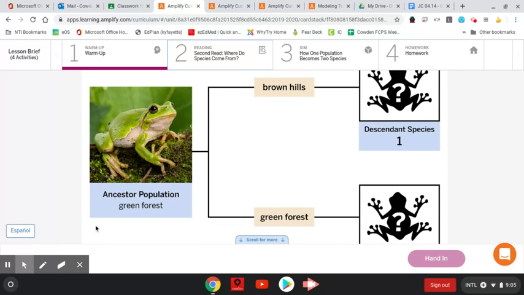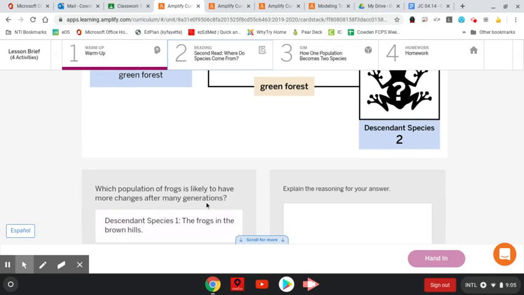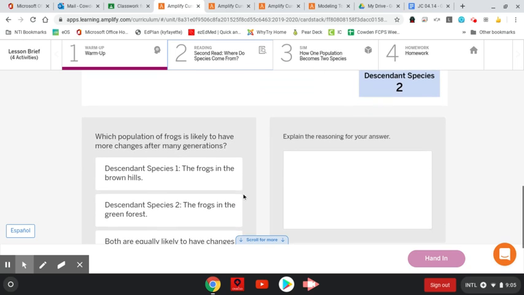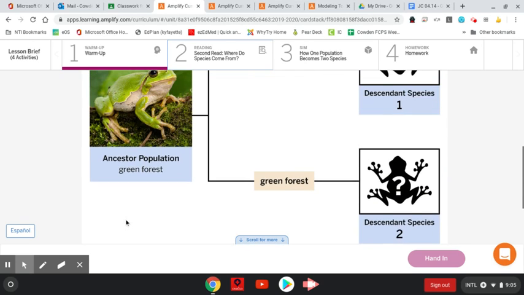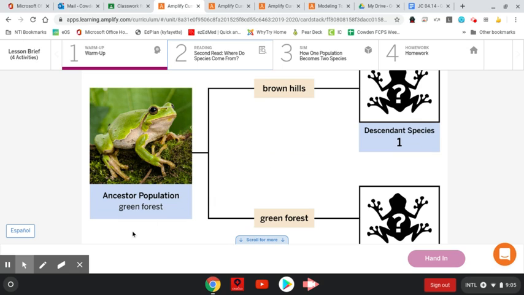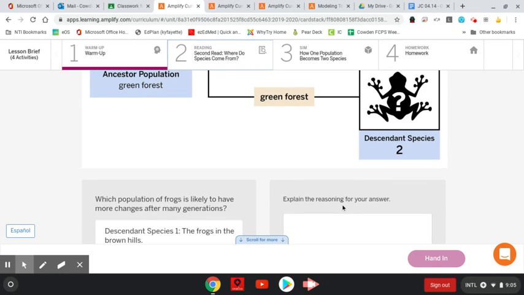The first question wants you to tell her which one of these descendants would change. Okay? Which one of these would change over many generations? Your options are Descendant Species 1, the frogs that went to the Brown Hills, Descendant Species 2, the frogs that went to the Green Forest, or both. So you want to think about the one that went to an environment that is completely different than the Green Forest. Okay.